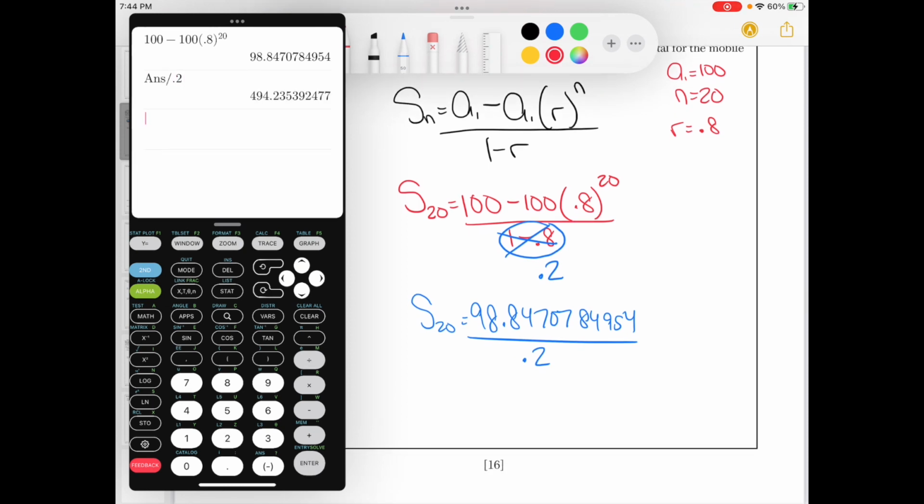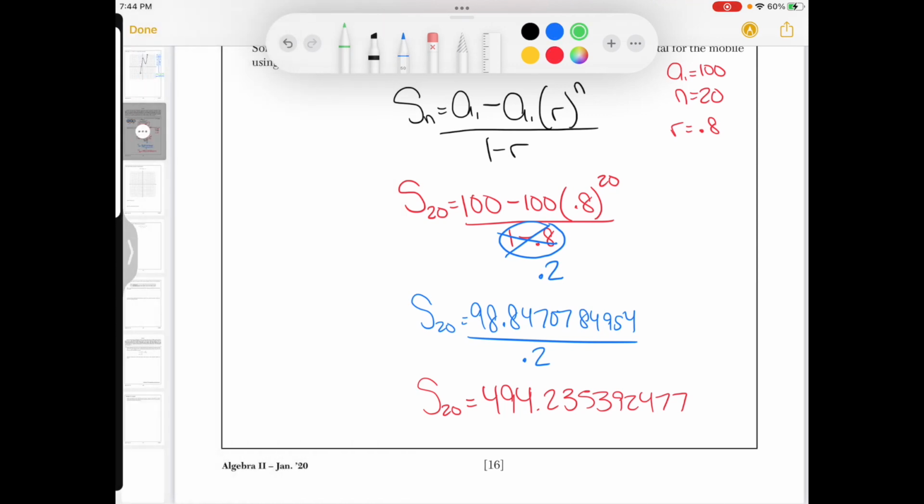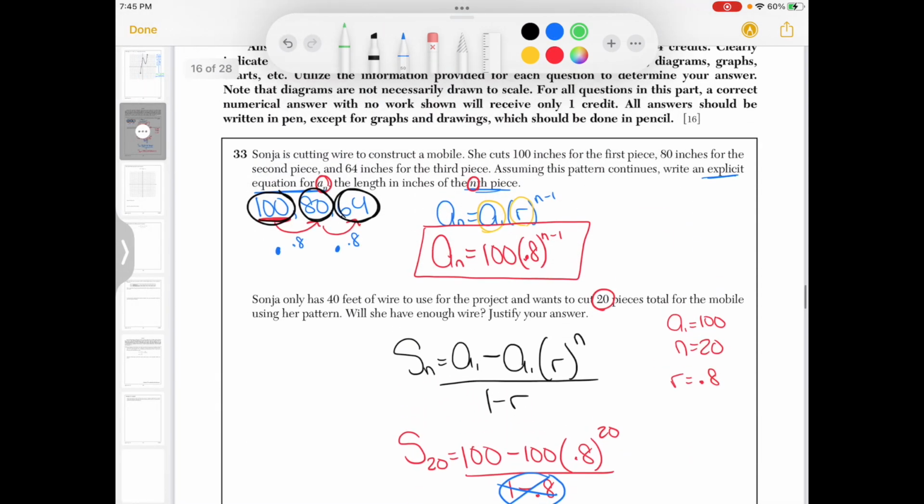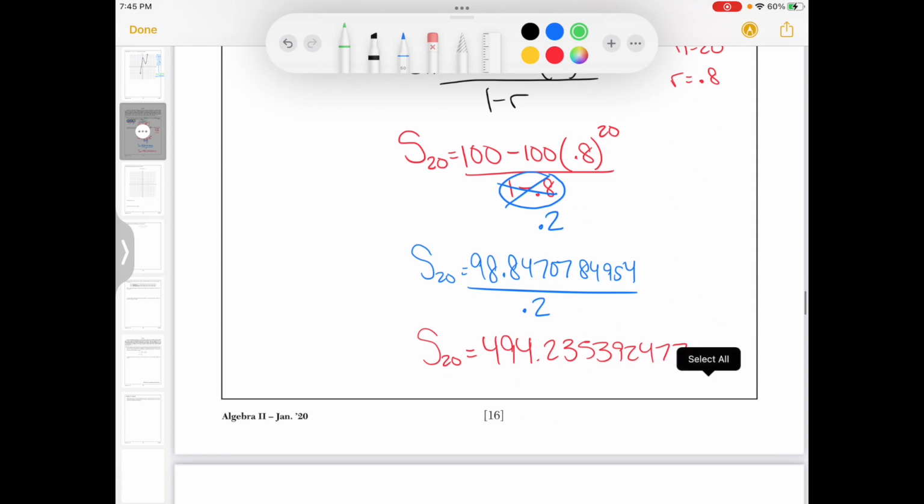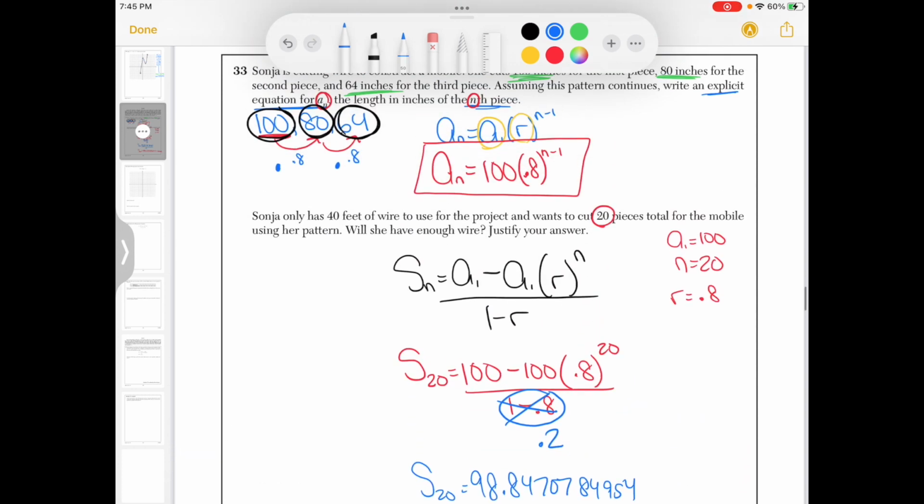Okay, when I divide that now by the one number on the bottom, this is what I get. So that means the sum of all 20 pieces, S of 20, is 494.23539247. Now remember, there are always tricks on the exam. You have to think about what we were working with before. This was 100 inches, 80 inches, 64 inches. I just added together all of the inches, and that means all of the pieces are going to have a total of this many inches.